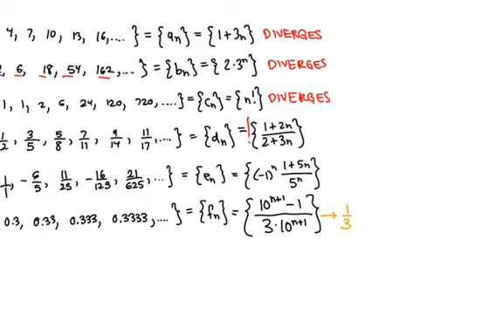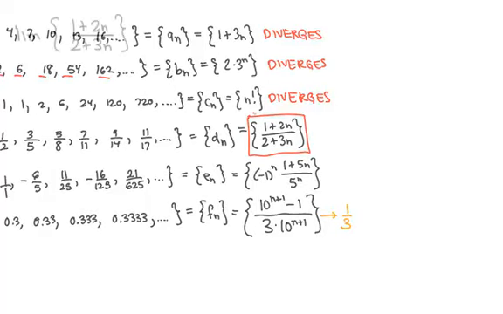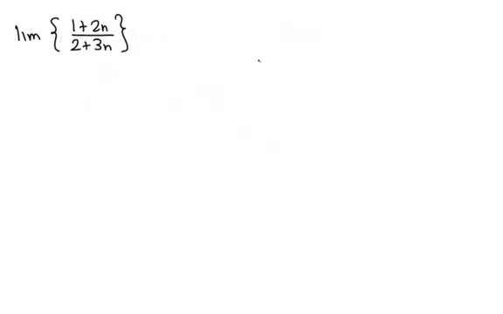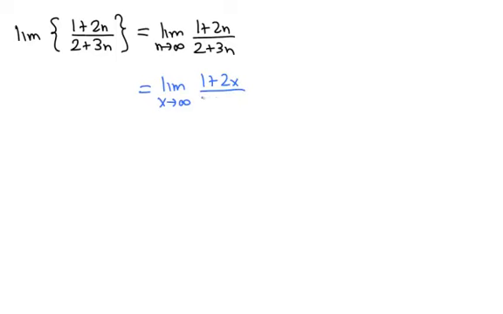What is the limit of 1 plus 2n over 2 plus 3n? So we want to work out the limit of this sequence, or in alternate notation, the limit as n goes to infinity of 1 plus 2n over 2 plus 3n. The underlying function principle says that that's the same thing as the limit as x goes to infinity of 1 plus 2x over 2 plus 3x, where I'm now thinking of this as an actual honest-to-goodness function.